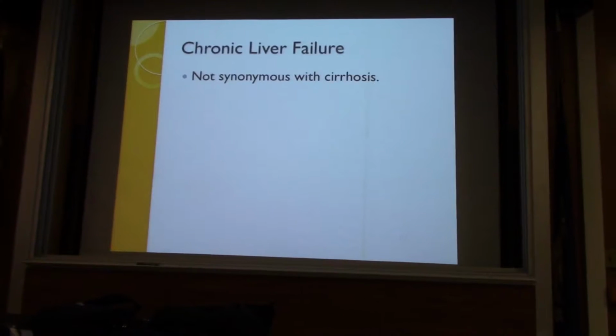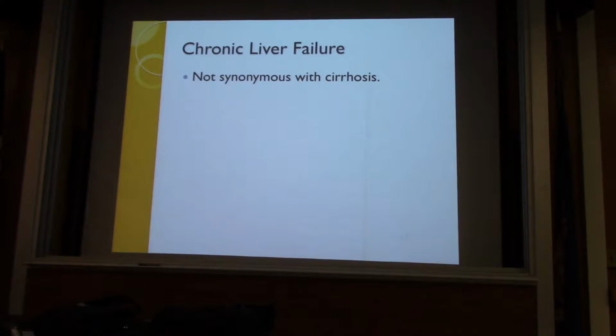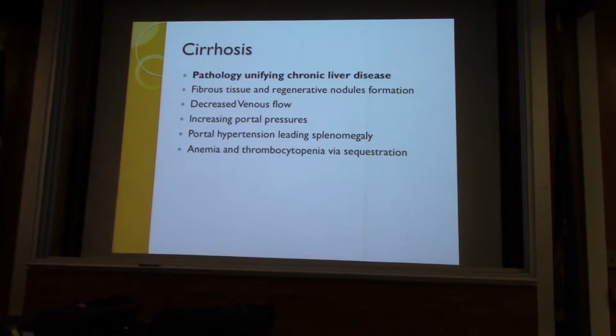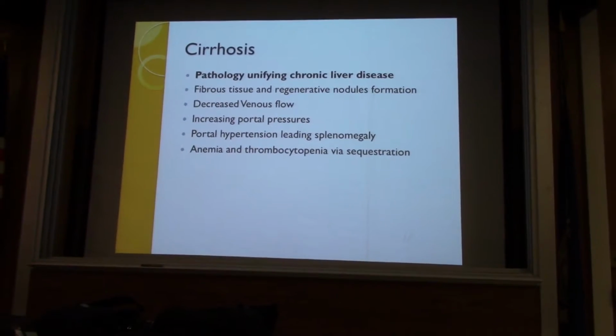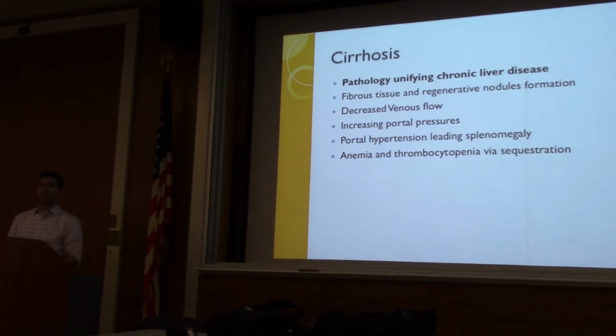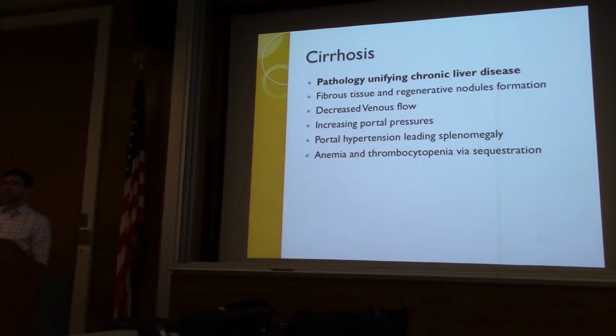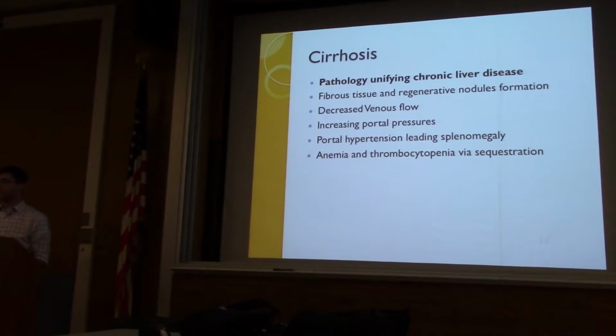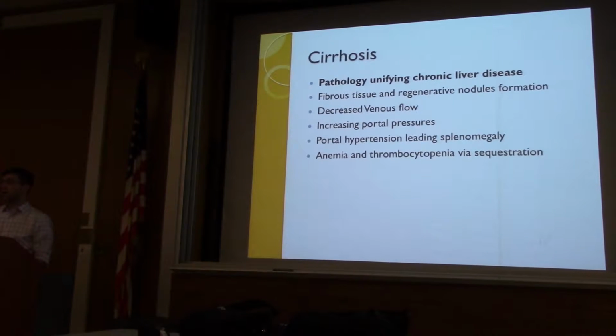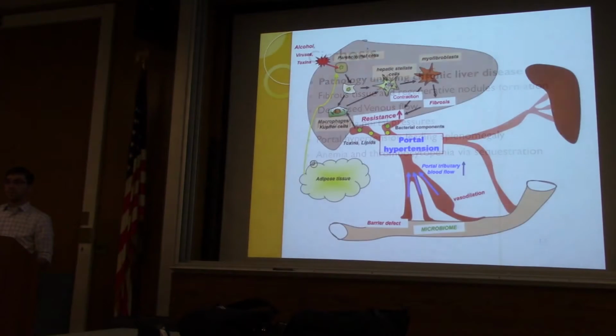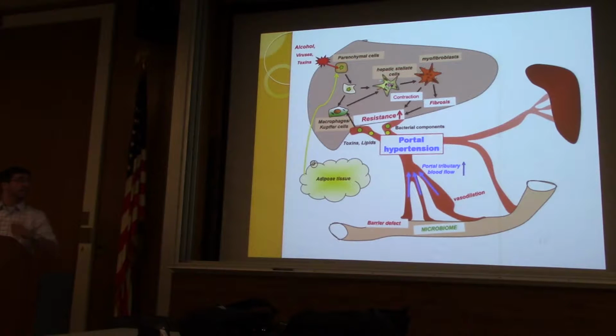And chronic liver failure, just to get this out of the way early, is not synonymous with cirrhosis. Cirrhosis is the pathology unifying chronic liver failure. You have fibrous and regenerative nodules in the liver. This decreases the blood flow, increasing the portal pressures, essentially leading to splenomegaly, dilation of blood vessels, and all the complications that come as a result. And here's just a nice pointer. I pointed it out, but I think you get it, right?